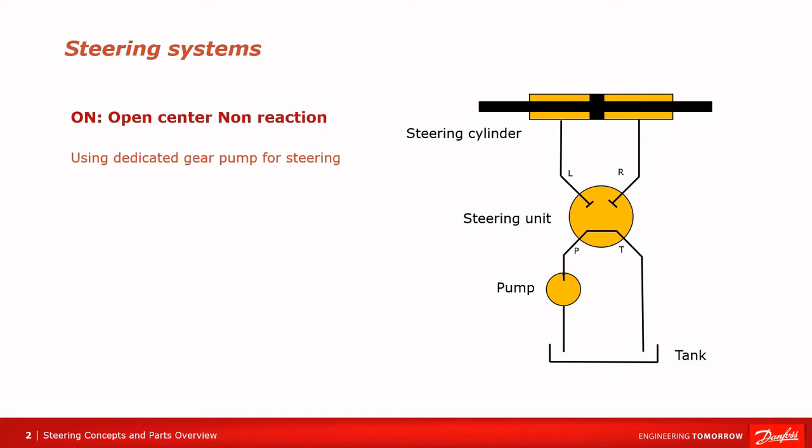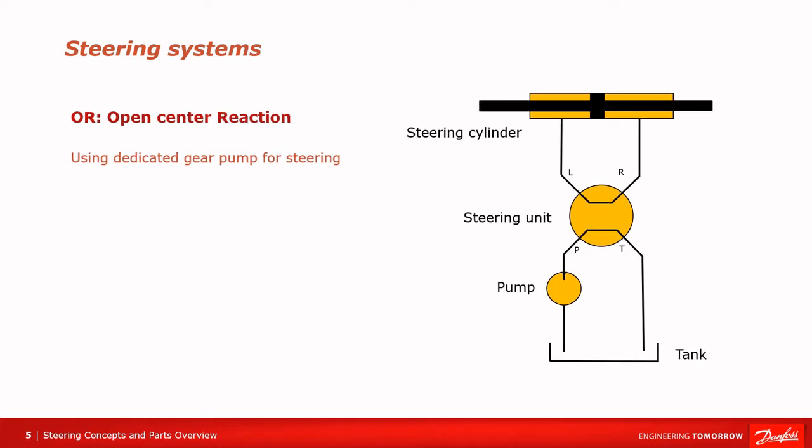Open center means that all the oil is going through the steering unit to the tank, even if we are not steering. We can tell that this is an example of open center, as, while in neutral, we can follow the line from the pump to the tank. This is an example of non-reaction because the left and right sides of the cylinder are not connected. So if we turn the steering wheel and let go, the steered wheels will remain in a fixed position.